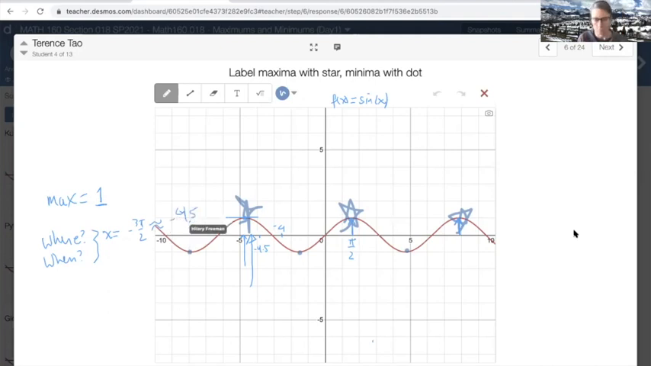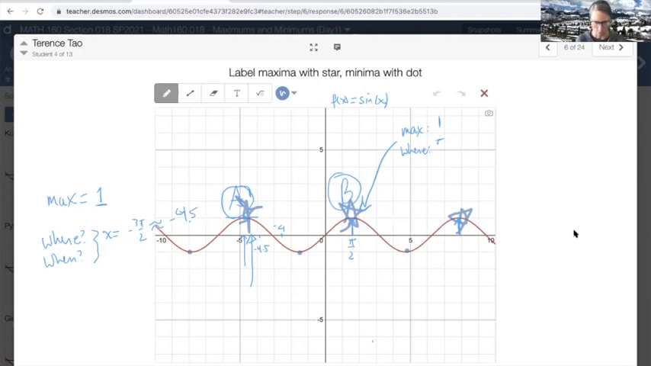Okay, it's a little bit farther down than that. Take a look at this spot over here. What is the max and where does it happen? So let's call the first one we did A. Let's do the second one as B here. So on part B, what is the max and where does it happen? Okay, so the max is 1 and it happens at pi over 2. So when x equals pi over 2.